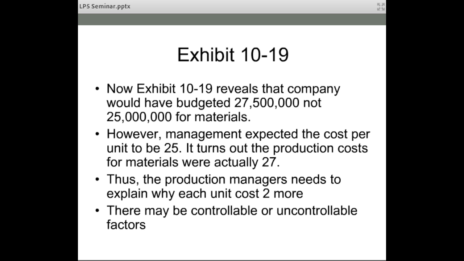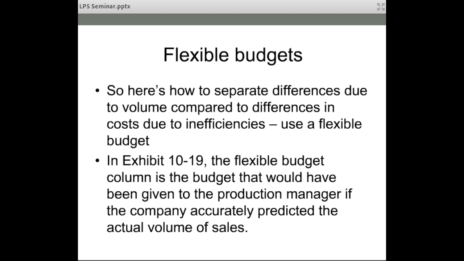And there may be some uncontrollable or controllable factors. For example, if there's a price increase, that's beyond the manager's control. But if it was simply due to waste or inefficiencies, the manager gets this feedback.